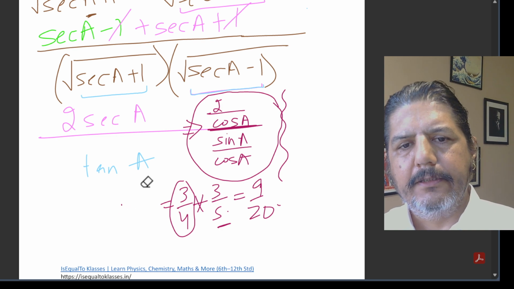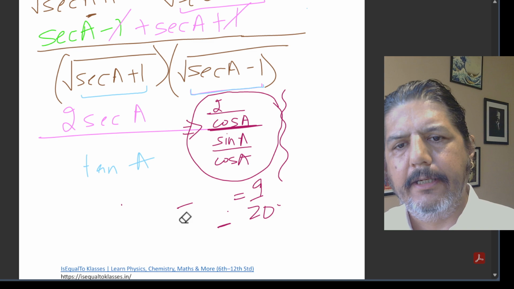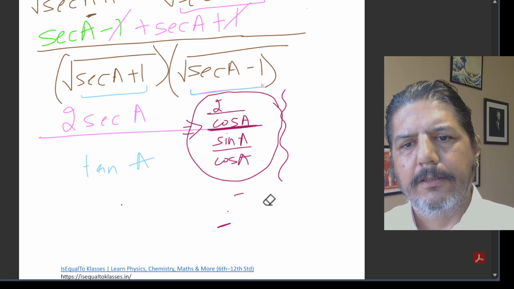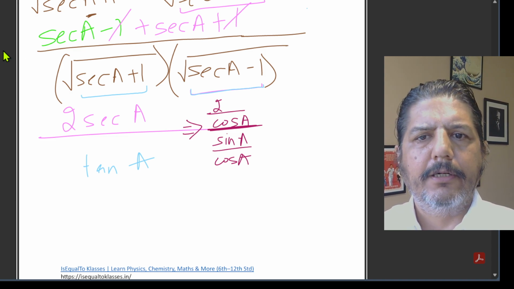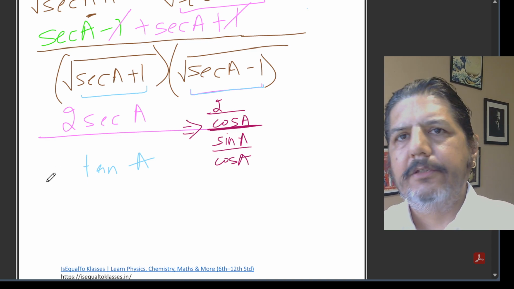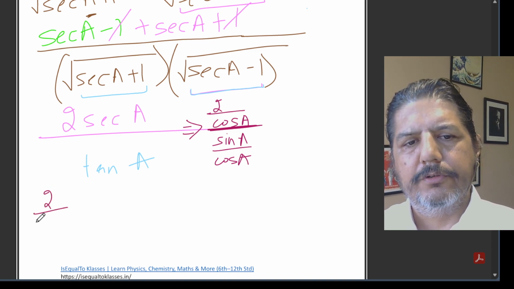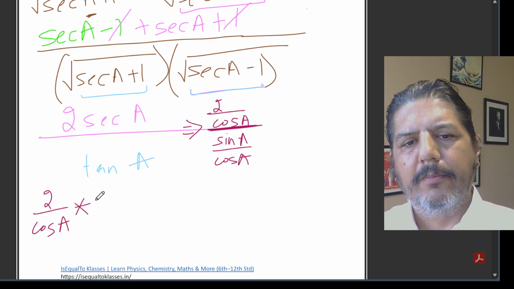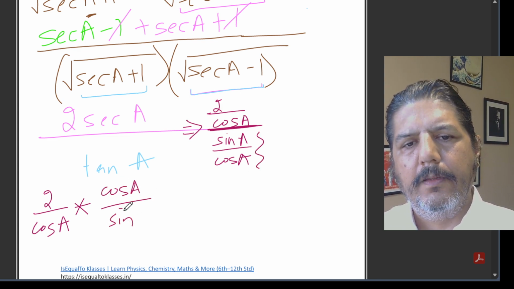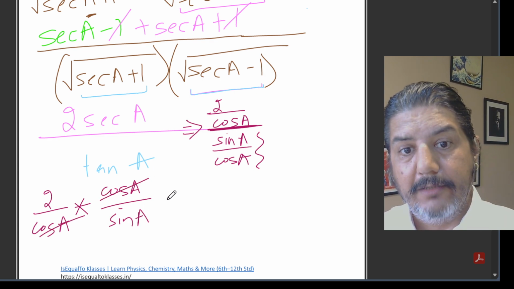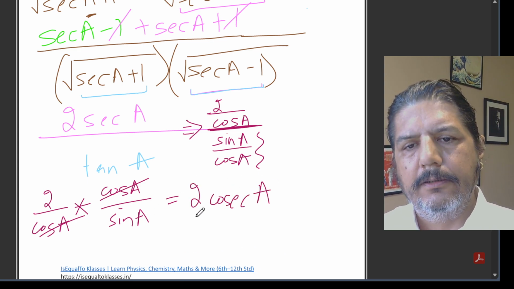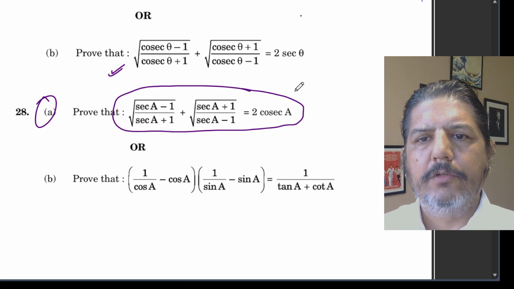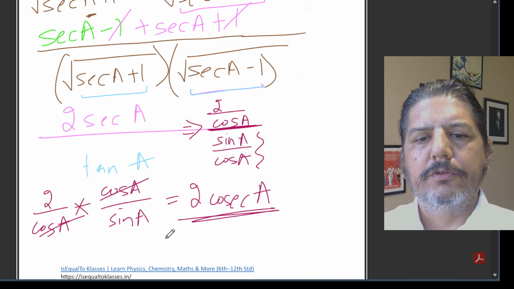Now, as I have been discussing, proving the trigonometric identities is more to do with the algebra rather than trigonometry, because the trigonometry part is easy. It is the algebraic manipulation which gets difficult. So this will be equal to 2 cos A, the numerator, multiplied by the reciprocal of the denominator, cos A upon sin A. This cos A will cancel. So this will be 2 upon sin A, and this will be equal to 2 cosecant A. 2 cosecant A is what is equal to the RHS.